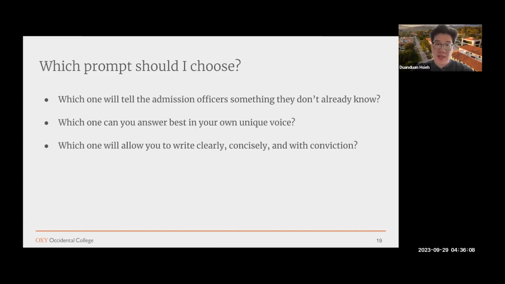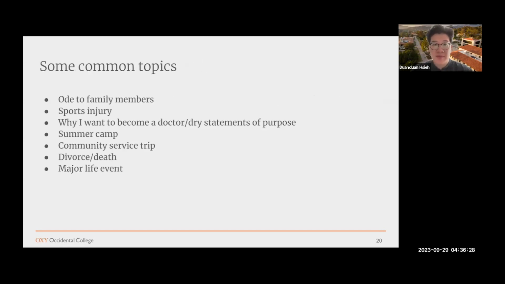Which prompt can you answer best in your own unique voice? So what's something that you're comfortable writing, sharing about, talking about, and which one will allow you to write clearly, concisely, and with conviction? This kind of adds to that first part of the essay evaluation, which is when we're looking at your grammar and your structure and how you are as a writer.